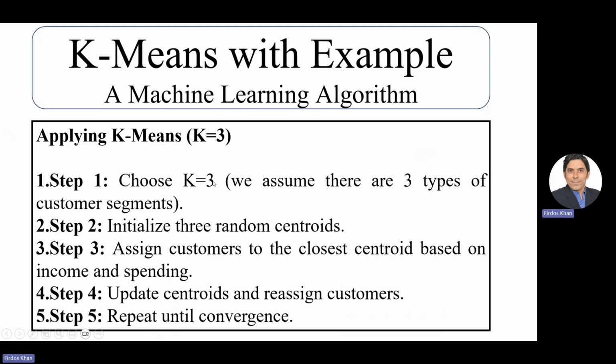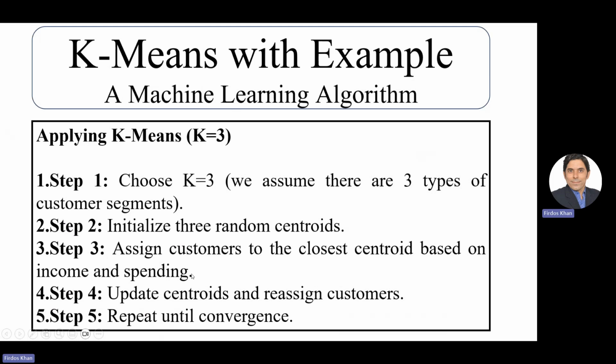So choose K equal to 3. We assume there are 3 types of customer segments, and based on that we have decided on K. Initialize 3 random centroids. When you decide on 3 clusters, 3 groups, you need to initialize 3 random centroids, which are central values for each cluster or group. Then assign customers to the closest centroid based on income and spending.